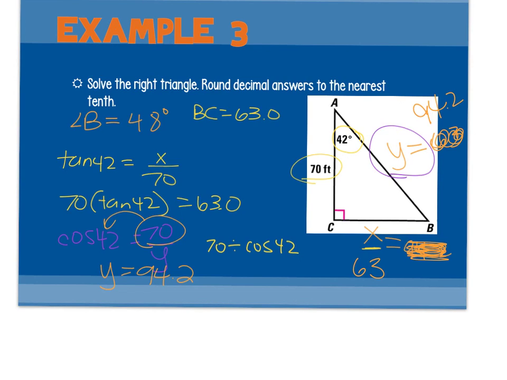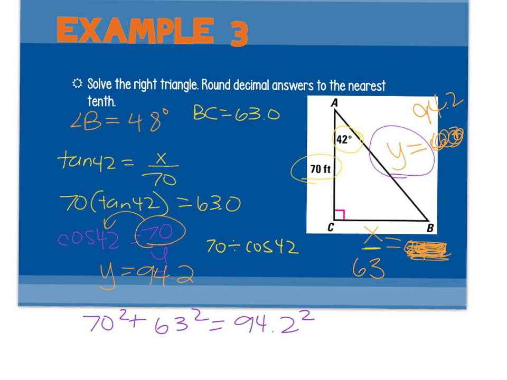So now a good way to check this is your Pythagorean theorem, right? Because 70 squared plus 63 squared should equal 94.2 squared. So if you do that in the calculator, 70 squared plus 63 squared, I end up with 8,869. Square root that, and I get 94.17, which is 94.2. So it's a good way to check it.